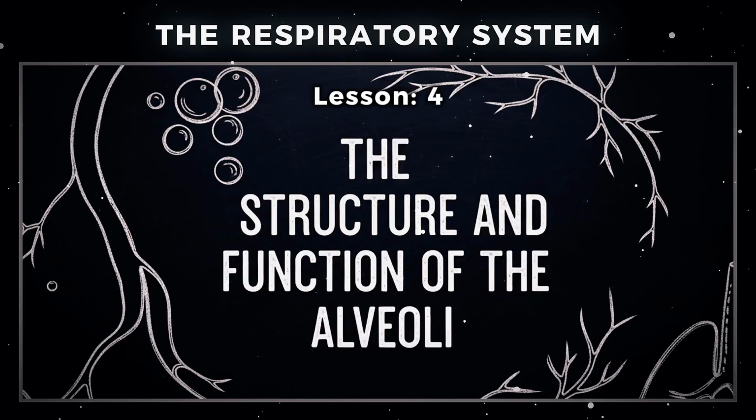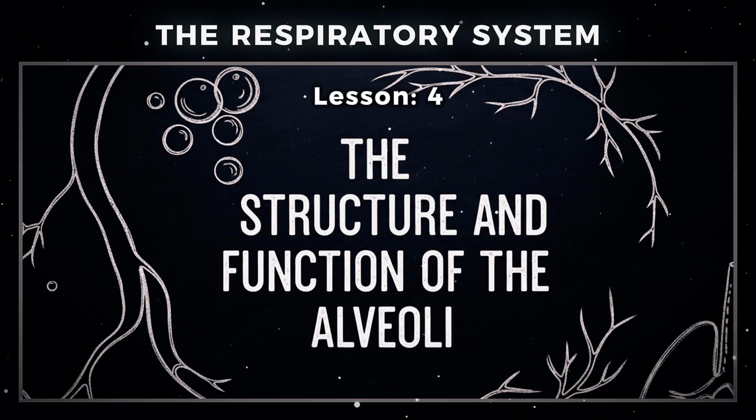Lesson 4. The structure and function of the alveoli. Tonight, we arrive at the destination. Every structure we have studied so far, the nasal conchae that warmed the air, the epiglottis that guarded the path, the sturdy rings of the trachea, and the sprawling branches of the bronchial tree, exists for this single microscopic goal. We have reached the very edges of the respiratory map.